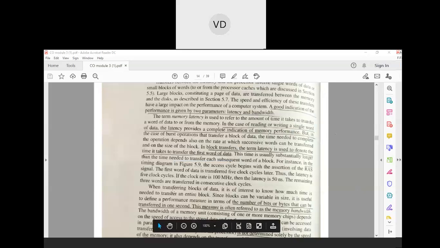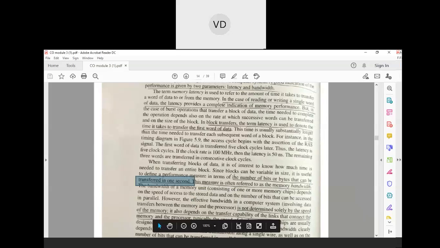Then next, about the bandwidth. What is bandwidth? Bandwidth is the number of bits or bytes that can be transferred in one single second. The number of bytes or bits that can be transferred in 1 second is called the bandwidth of the data.